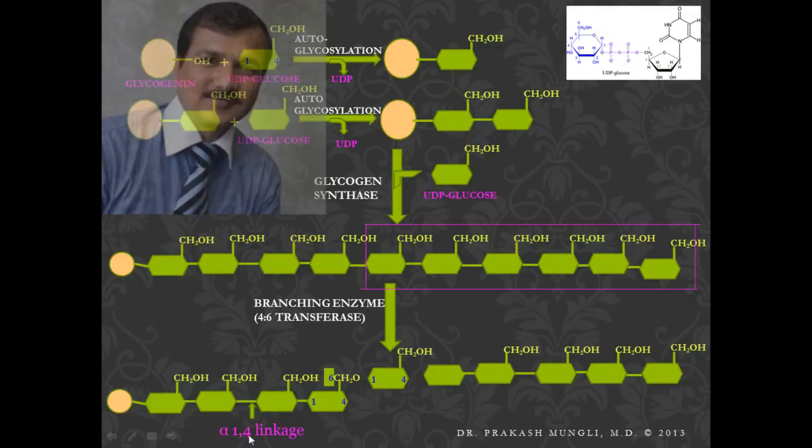So alpha-1,4 linkages are in the straight chain here, whereas at the branch point you have an alpha-1,6 linkage. Wherever you see a branch point, there will be an alpha-1,6 linkage, and all the other linkages here are alpha-1,4 linkages. This is how the branching process will go on. So glycogen synthase and branching enzyme act simultaneously to produce a highly branched glycogen structure.